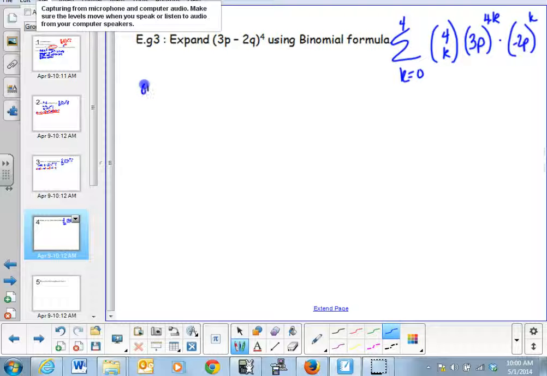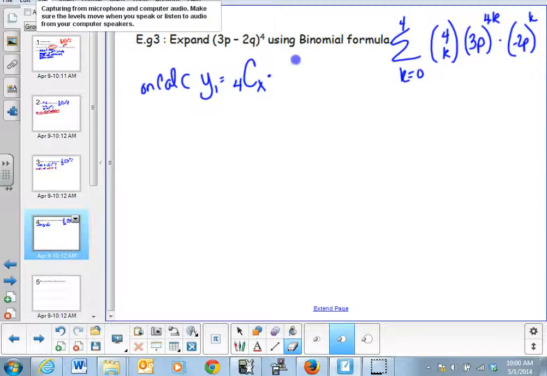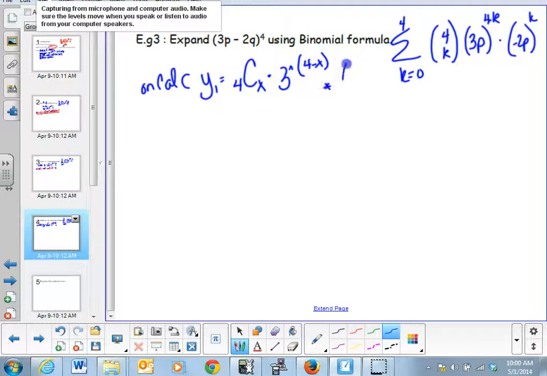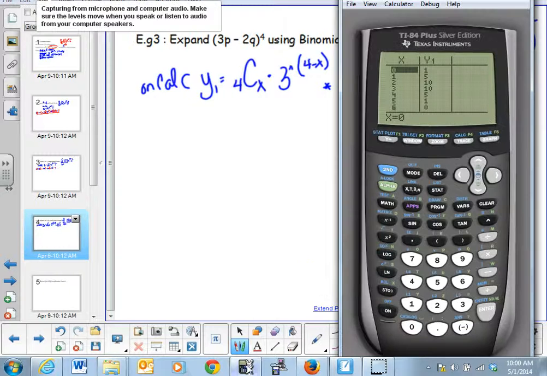So on my calculator, remember we're programming the calculator just for the coefficients. So we're going to start with 4 combinations taken x times, now watch your parentheses. You probably don't need parentheses around the 3, because we're not going to type in the variable of p, just 3. But up in the exponent, remember, it's going to be 4 minus x times, and then careful, this is a -2, that does need parentheses, well, kind of, depends on your calculator, to the x power. Alright, let's program this.